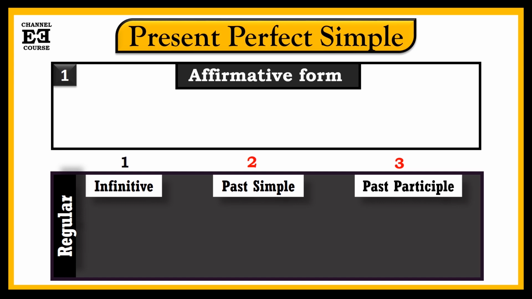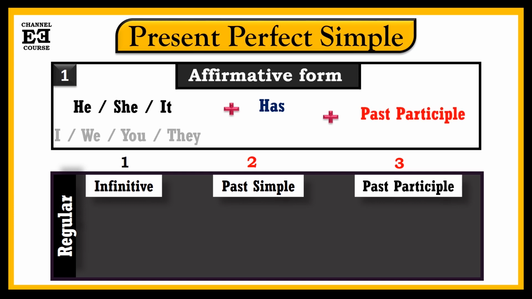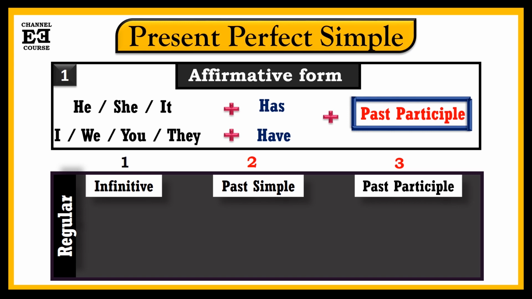Now I'd like you to pay special attention to the structure of the affirmative form, which might be a bit sophisticated at first glance. Actually, it is quite simple, as the subjects he, she, or it must be followed by the auxiliary has, in addition to the past participle of the main verb. I, we, you, and they, plus have and the past participle, of course, which most of you, I suppose, know as the third form of the verb.